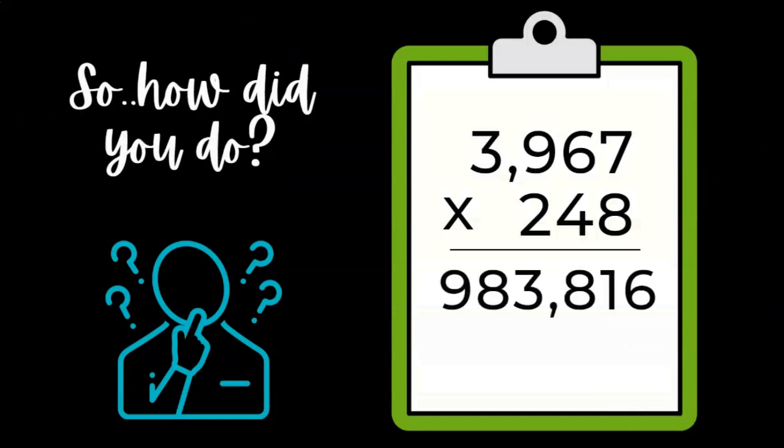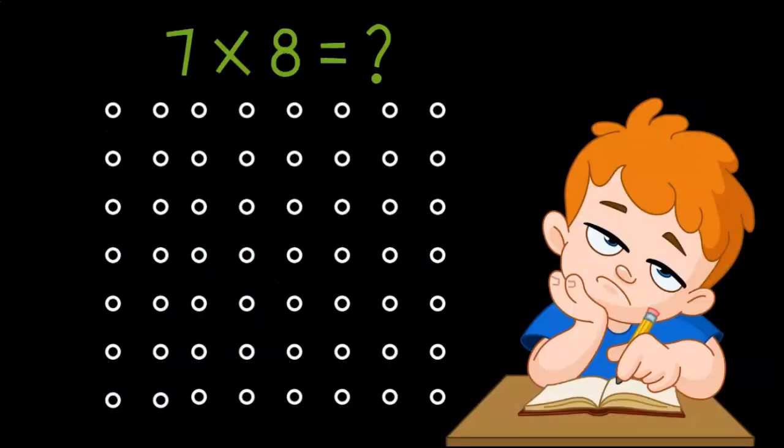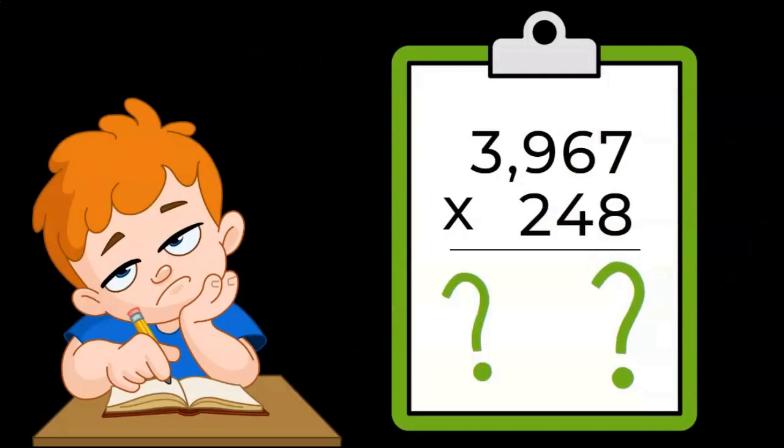So, how did you do? You probably did just fine and solved a large portion of the expression. But imagine that you are a fifth grade student who has to draw circles and count to calculate 7 times 8 and 6 times 8 and 9 times 8 and even 3 times 8.